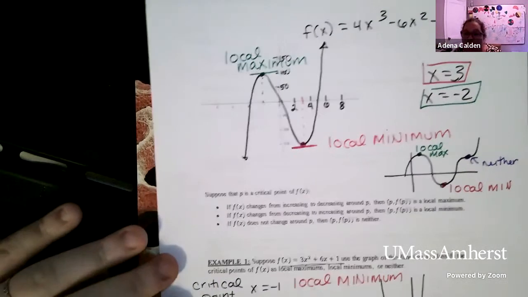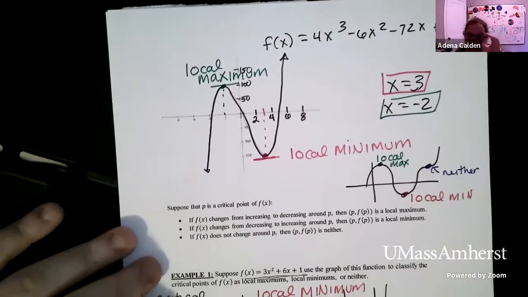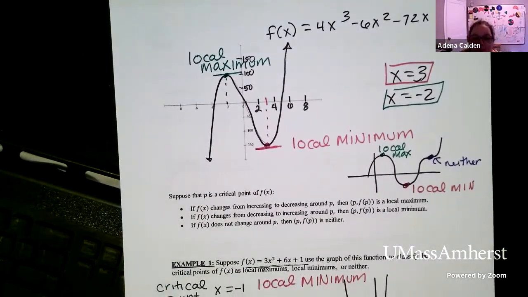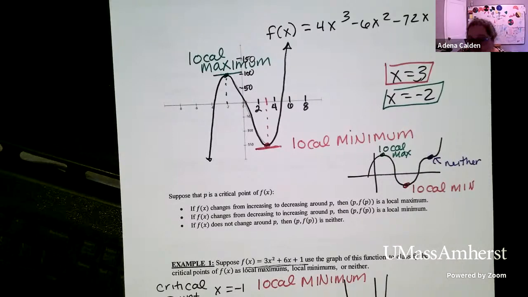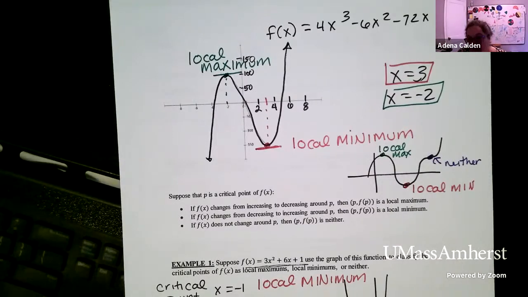Okay, so where we landed at the end of last class and where we're going to pick up today is using this test for critical points. We said last class we spent a lot of time finding critical points for a lot of different functions. And we said, okay, now that we know how to find where they are, how do we determine if they are local maximums, local minimums, or neither?